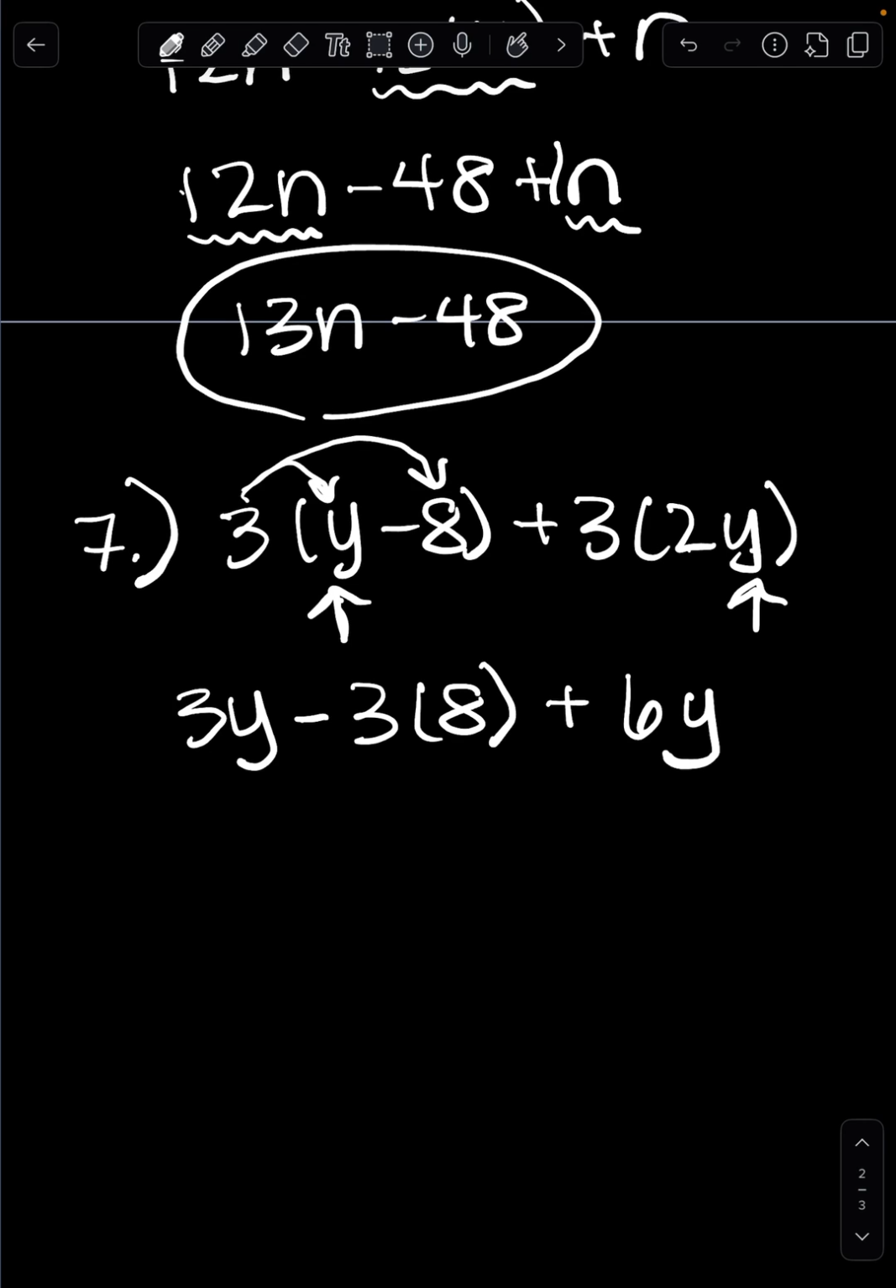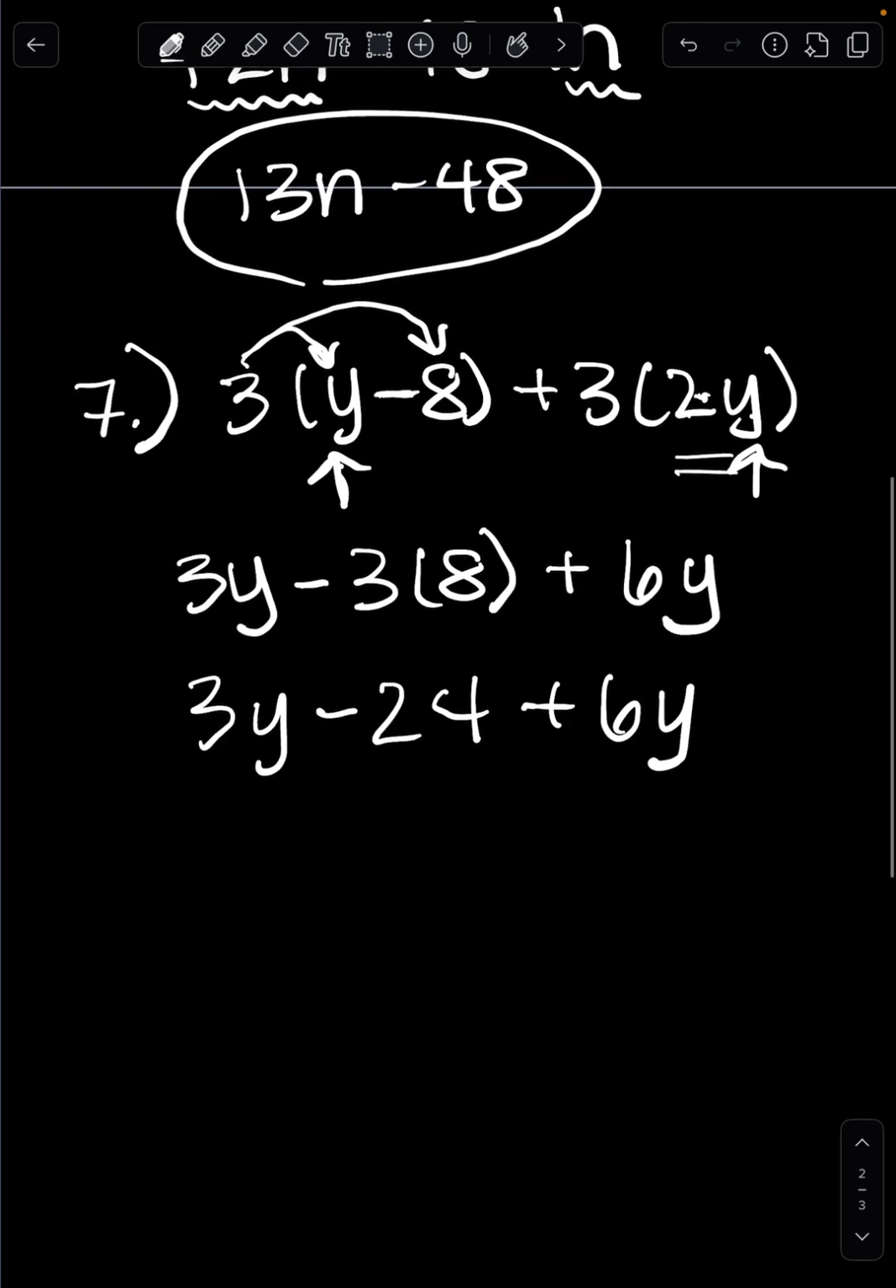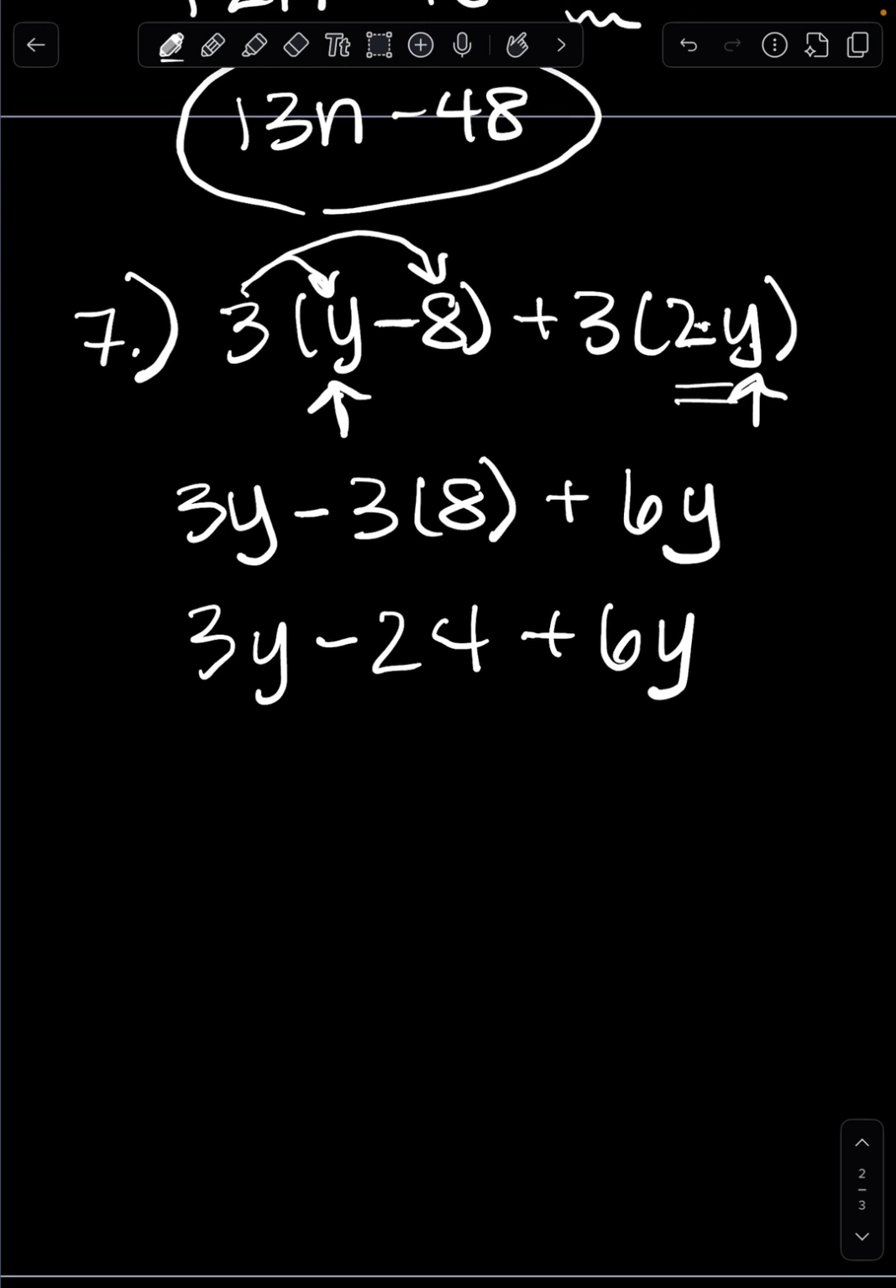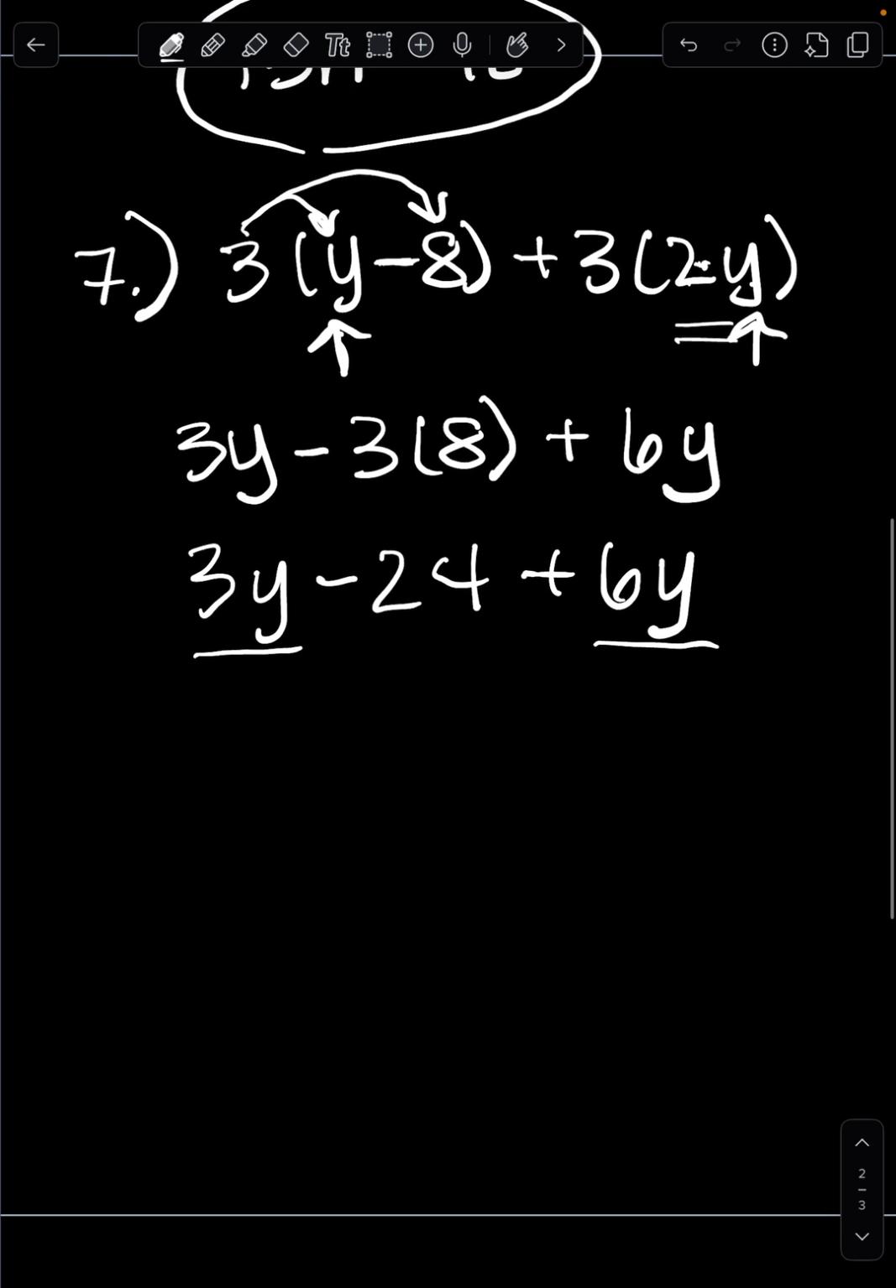Notice I didn't distribute a 3 into these parentheses. That's because I had multiplication in the middle of the 2 and y, not minus. Plus or minus you would distribute. Otherwise, if you're just doing a multiplication in the parentheses, then you're just multiplying whatever's in there. Okay, so let's clean this up a little bit. 3y minus 24 plus 6y. Check for like terms again. Same variable with the same exponent. So 3y and 6y are like terms. That gives me 9y minus 24.